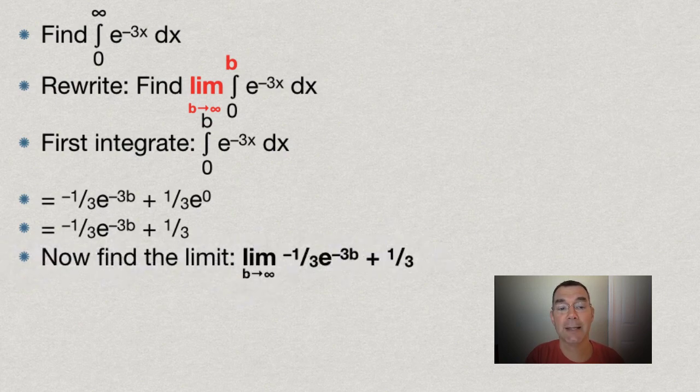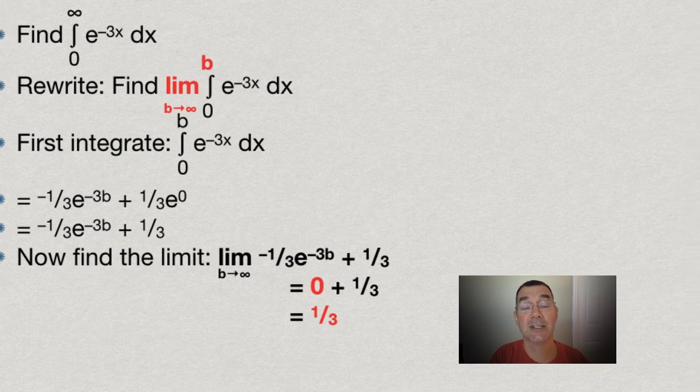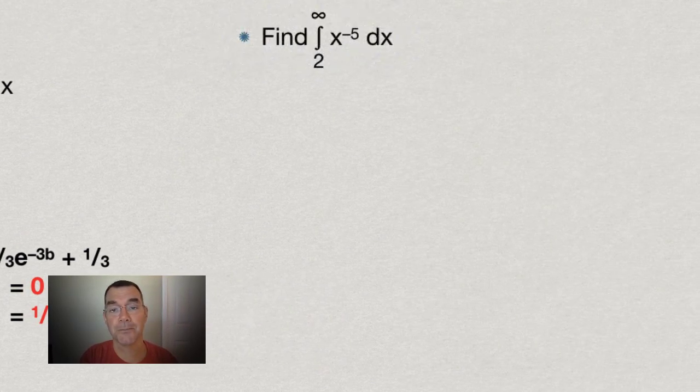Now I'm ready to take the limit as b goes off to infinity. Well, as b goes off to infinity, e to the negative 3b is going to get really, really small until it approaches 0. So that first term is going to approach 0. The second one will stay at 1/3. So the limit is 1/3. That means the limit exists and that integral is convergent.